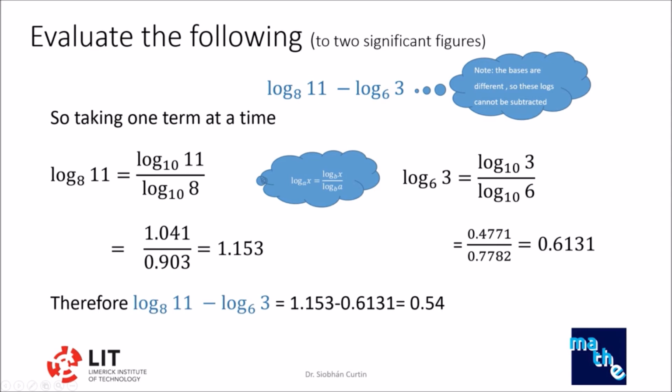So therefore, the log of 11 to the base 8 minus the log of 3 to the base 6 can be written down as 1.153 minus 0.6131, so the answer is 0.54.